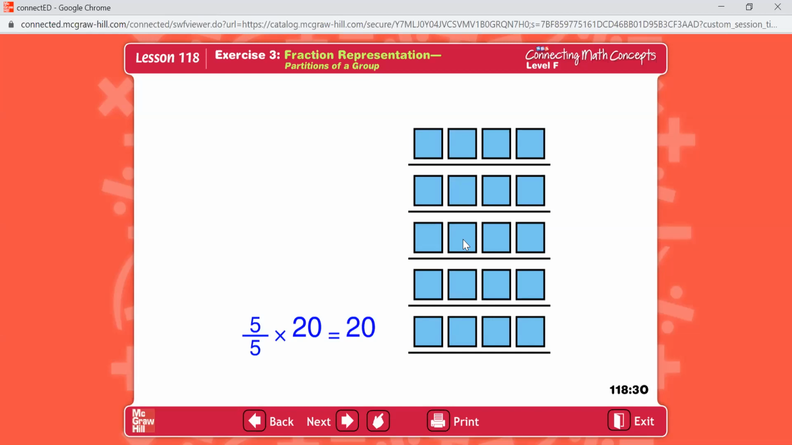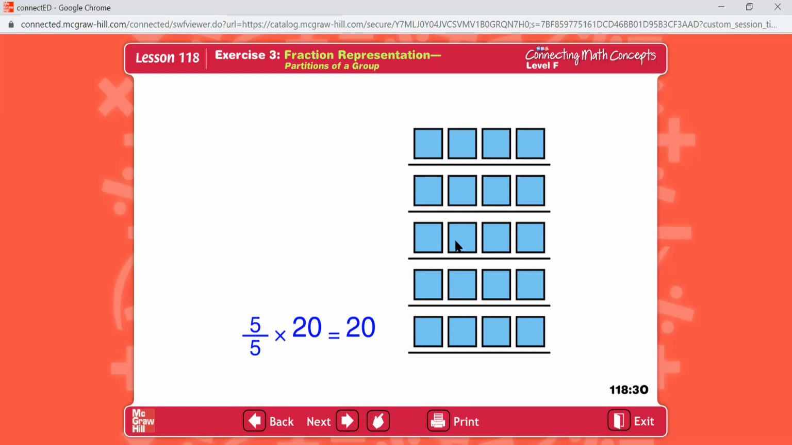Now please find part 2 in your workbook. You're going to make the diagrams to show the answer to each problem. Problem A, 2/10 plus 6/100. Write the answer to the problem. The answer is 26/100. Make the diagram for 2/10 in the top box.